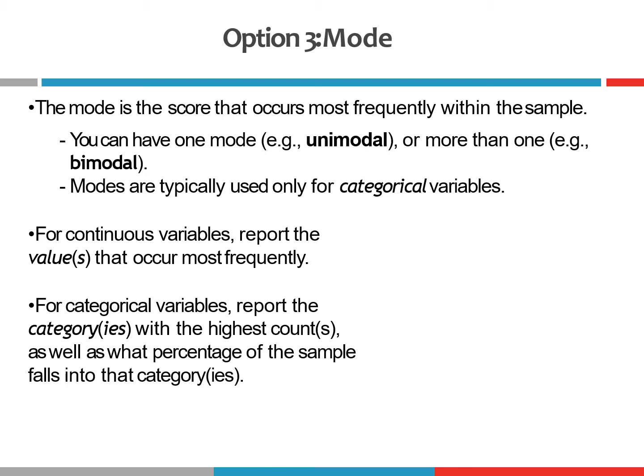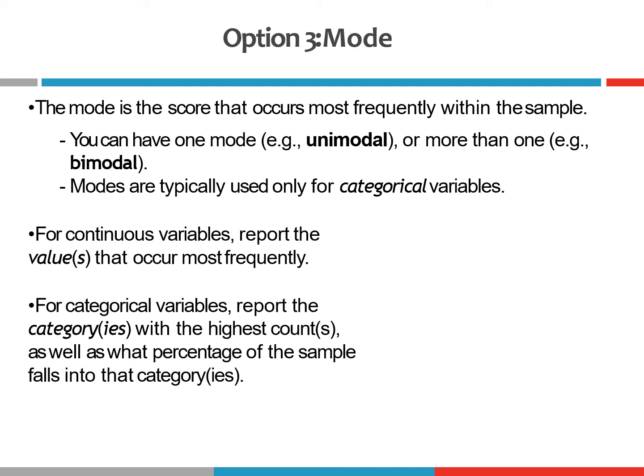So for example, if you had a distribution of exam scores, that would be a continuous variable. So if you had 4 people score a 78 and 4 people score a 93, and all of your other exam scores had frequencies between 1 and 3, then you would say that your distribution is bimodal, and your modes are 78 and 93 respectively.